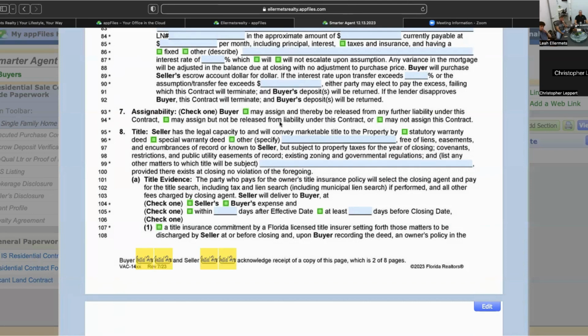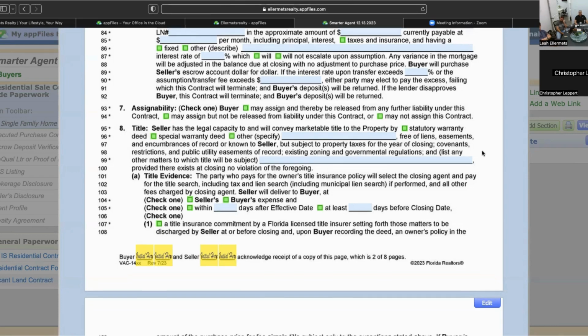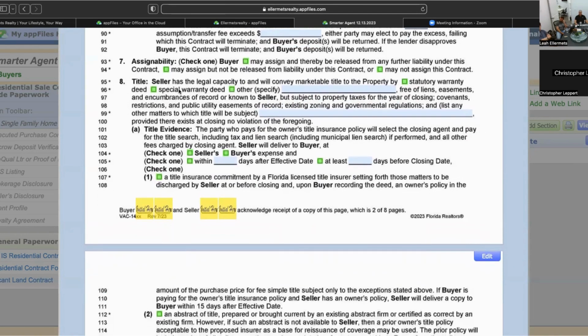May assign but not be released from liability under the contract. A lot of people want to put it in a trust or a different LLC name, something they're creating. That would be the reason for this oftentimes, and they're just not sure of the name they're going to put it in. May not assign this contract. If you select this one, I totally get that. But if this occurs that somebody has a different name change, then you do an addendum to the contract, right? Different ways of handling it.